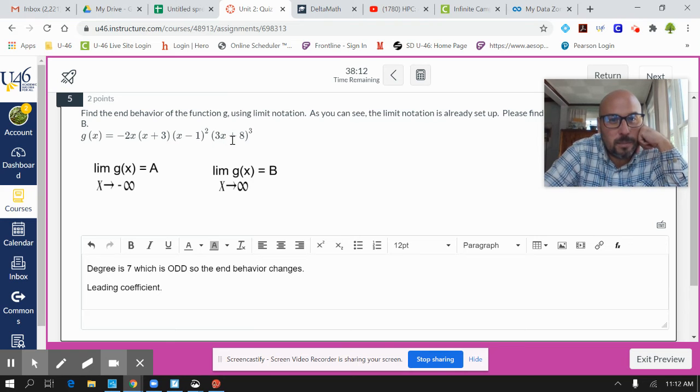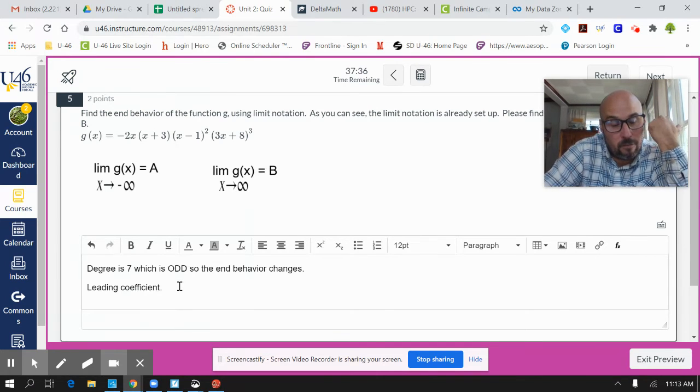First of all, this 3x plus 8, if it gets cubed, that 3x is going to become 27x to the third. When that gets multiplied by this, realize this is x squared. So 27x cubed times x squared is 27x to the fifth. And when that gets multiplied by this, it's 27 times x to the sixth. And when that gets multiplied by negative 2x, you really don't need to know what 27 times negative 2 is. You just need to know that it's going to be a negative, and then x to the seventh.